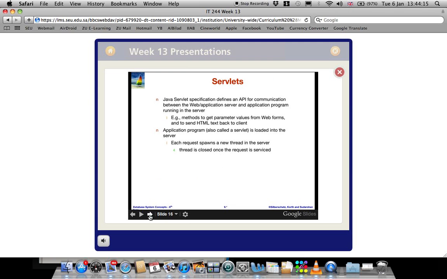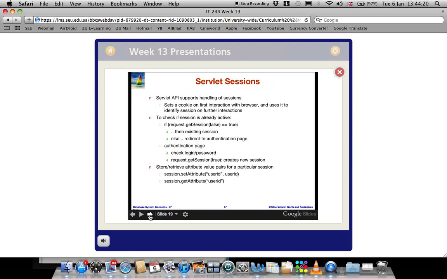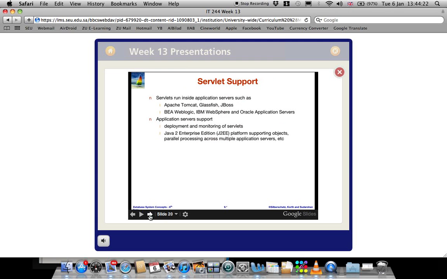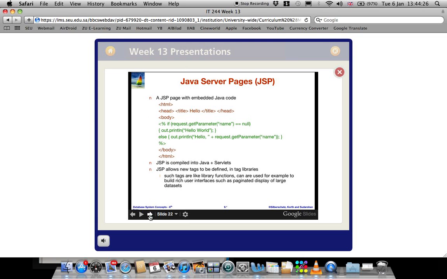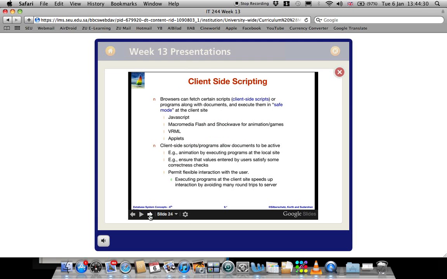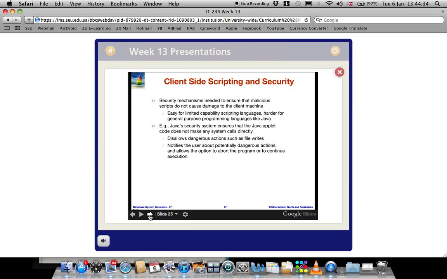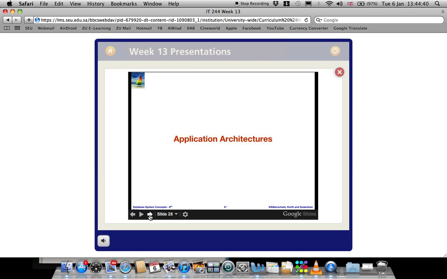Applications, servlets. Just have a quick look at that. Don't worry about the code. Don't worry about these, as long as you understand what an application is. Don't worry about the PHP. Don't worry about this. Don't worry about this. Don't worry about this. Don't worry about this.